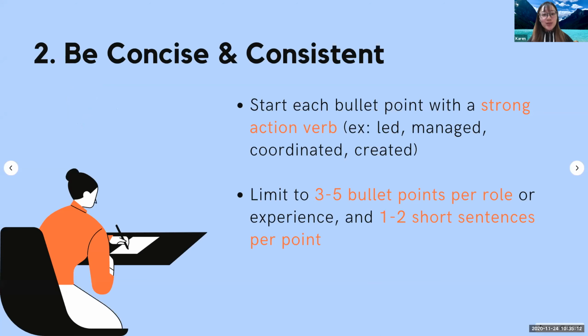Best practice number 2 is to be concise and consistent. Remember to start each bullet point with a strong action verb, like led, managed, coordinated, because these have more impact. And also keep your bullet points concise and to the point. You only need 3 to 5 bullet points per position, and each one should only be about 2 sentences.